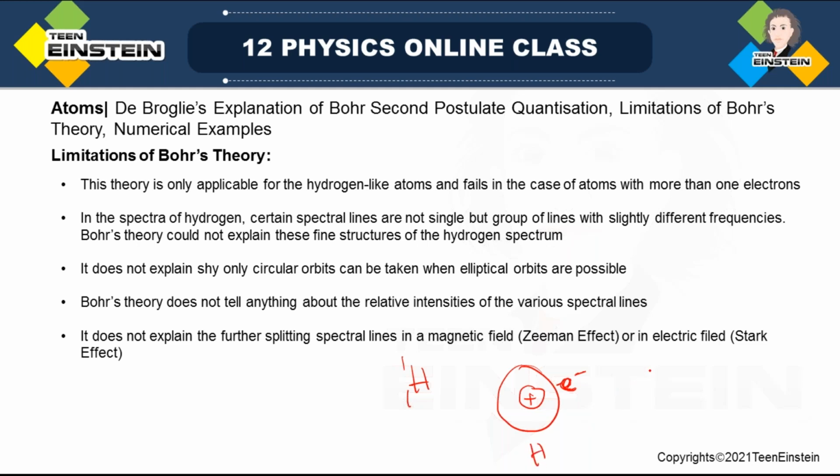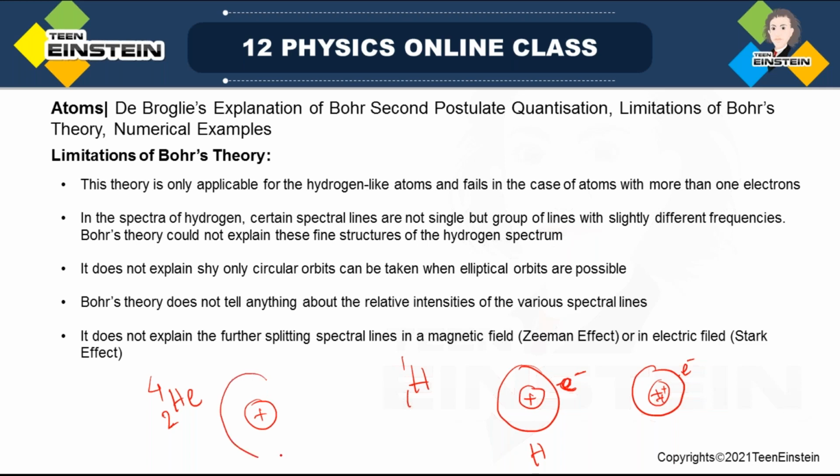What about hydrogen-like atoms? A hydrogen-like atom may have any number of protons inside, but it has to have only one electron in the outer orbit. So those atoms or ions which have only one electron in the outer orbit are called hydrogen-like atoms. Like if I take a helium atom, He4, it has two electrons in the outer orbit.